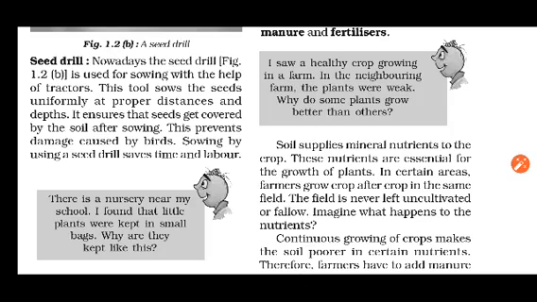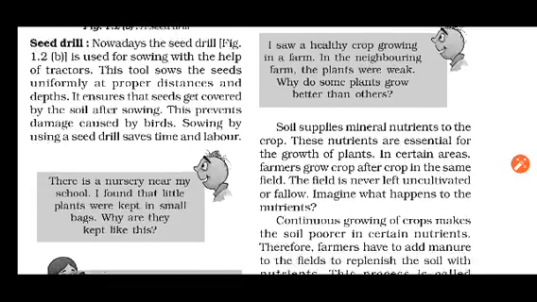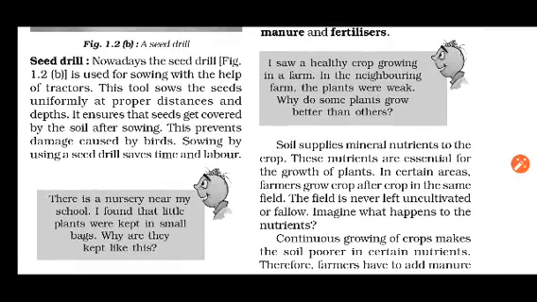It ensures that seeds get covered by the soil after sowing. So when we use a seed drill, it also ensures that there is some soil over the seeds so that they are covered. But in the previous method, the seeds are not covered by the soil because the seeds are not buried at a very high depth. Sowing by using a seed drill saves time and labor. So in this way, when we use a seed drill, it saves farmers time and it saves farmers labor also. I hope the seed drill and the difference between the traditional method and the seed drill is also clear to you.